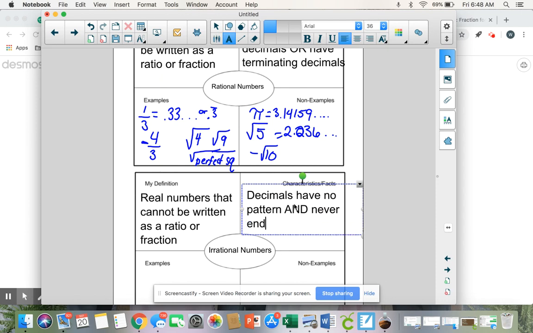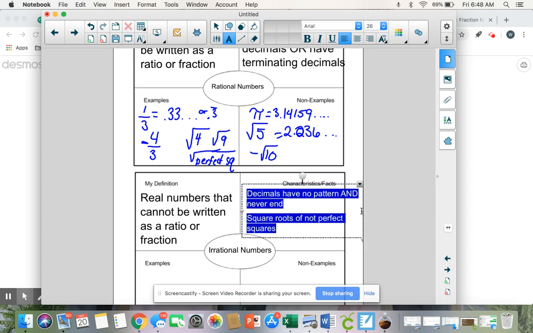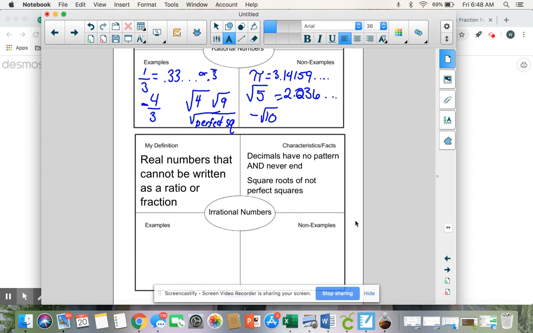No pattern meaning they seem random. The other characteristic is that a lot of these are the square roots or the cube roots or anything like that of non-perfect squares. So those are a couple of our big patterns for this. It's really valuable to know your perfect squares all the way up to 12 squared, or 144.